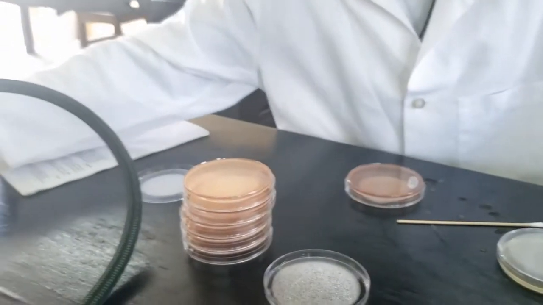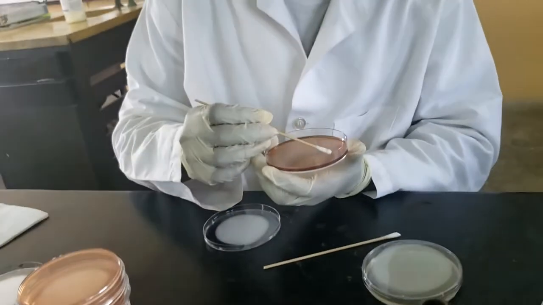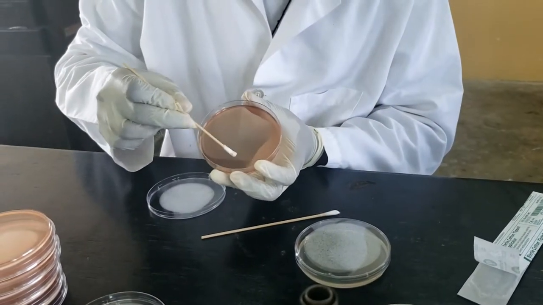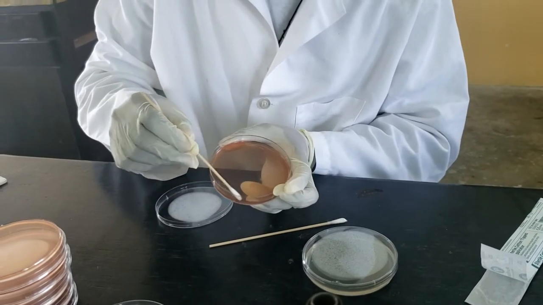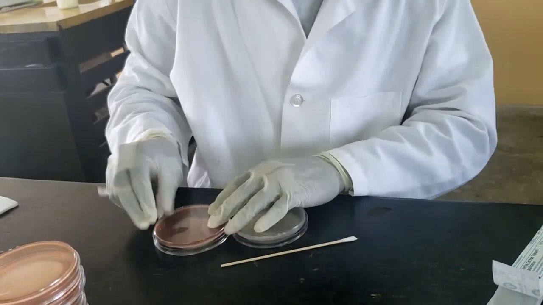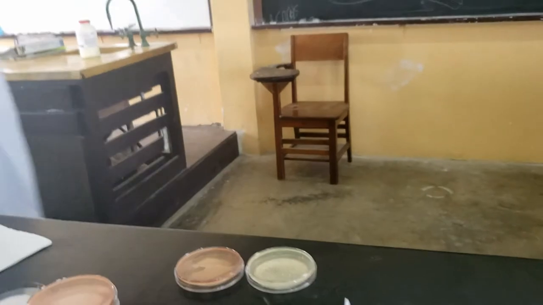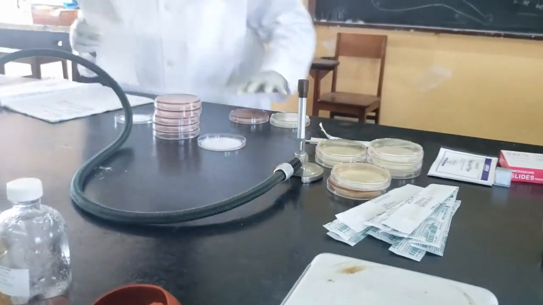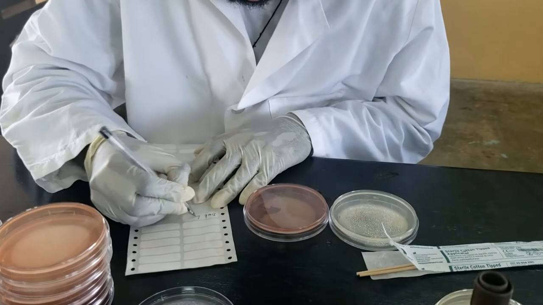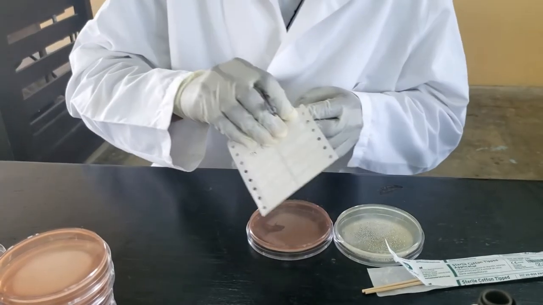Let's get some more off the desk. Zigzag corner. Let's get some labels and label these. So we'll just call them desk. It will be desk LB for Luria broth and desk MC for MacConkey.